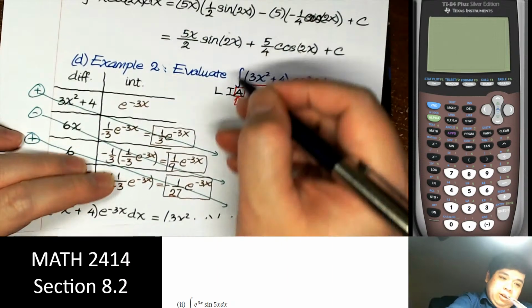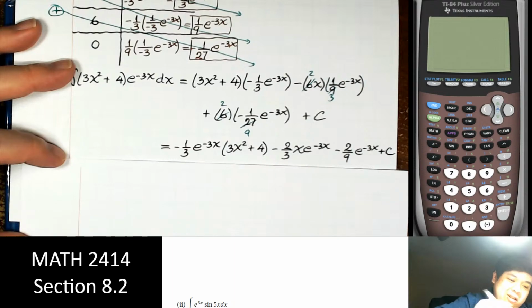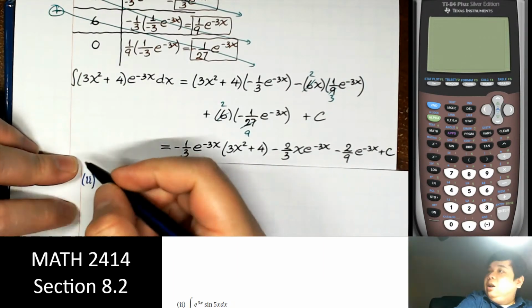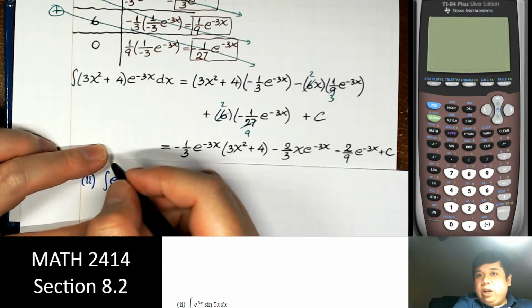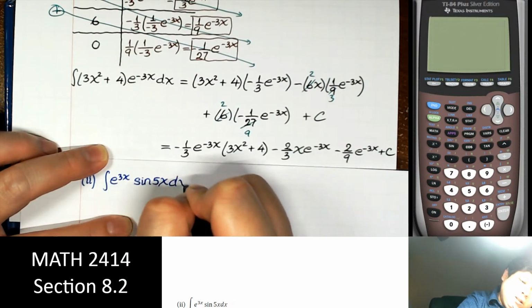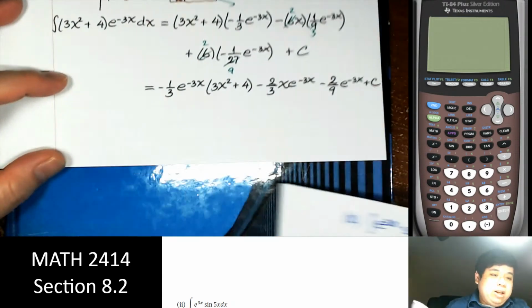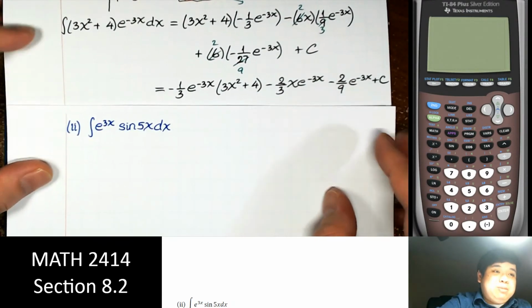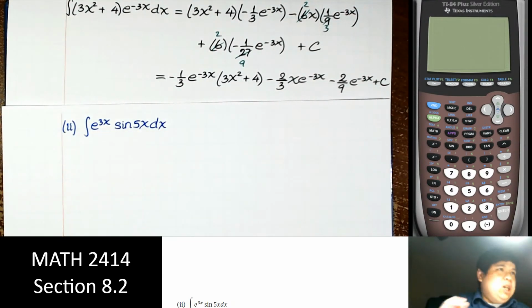Oh, sorry, that was the first one. 2. The integral of e to the 3x sine of 5x dx. Right. Like I said, one of these problems should be on the test. By this type of problem, what I mean is we have an exponential times a trig function. So it could be e to something and then sine or cosine.